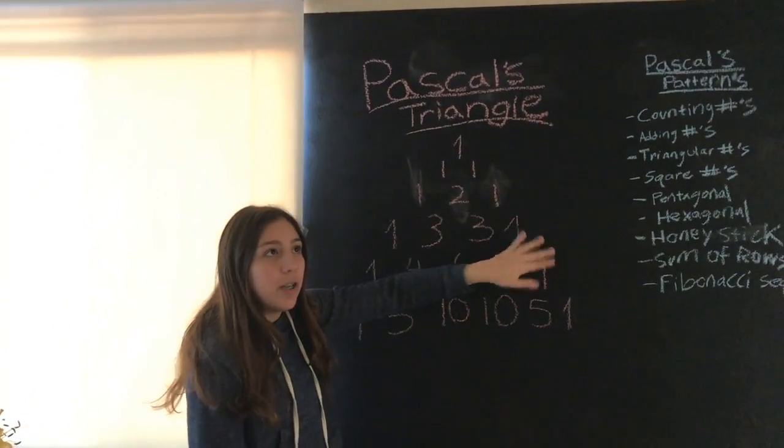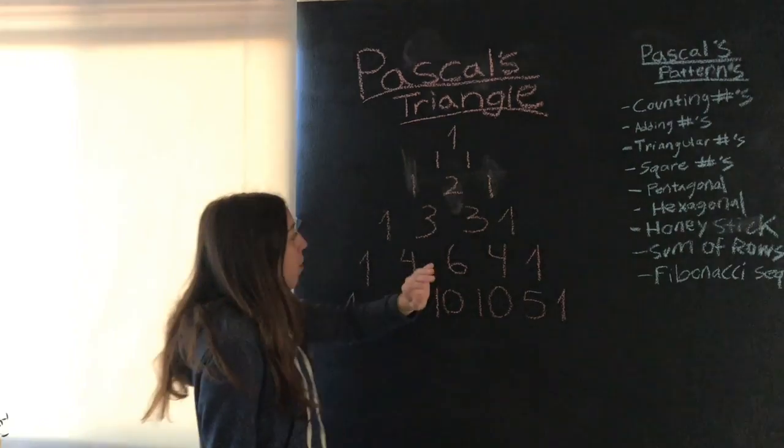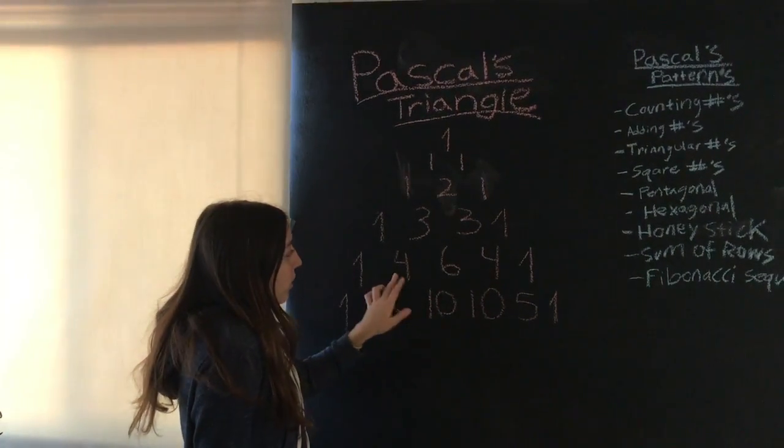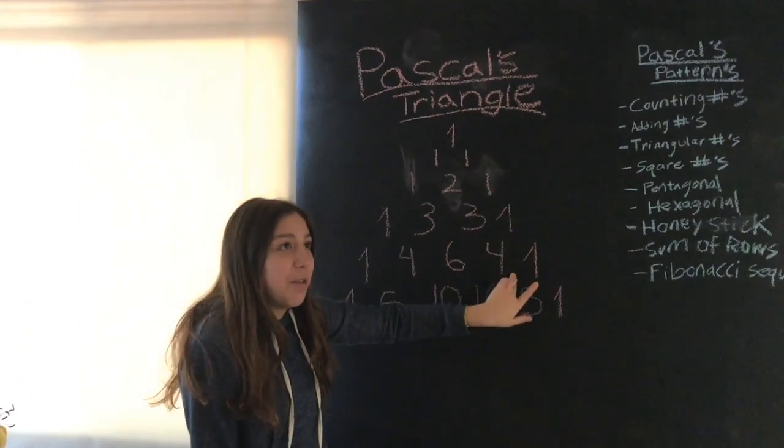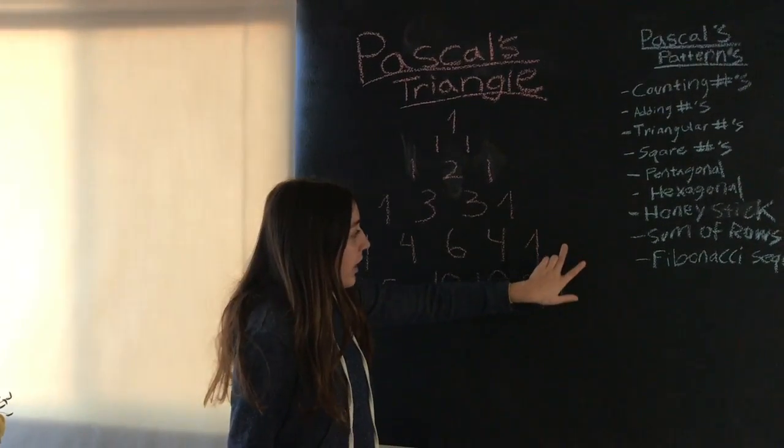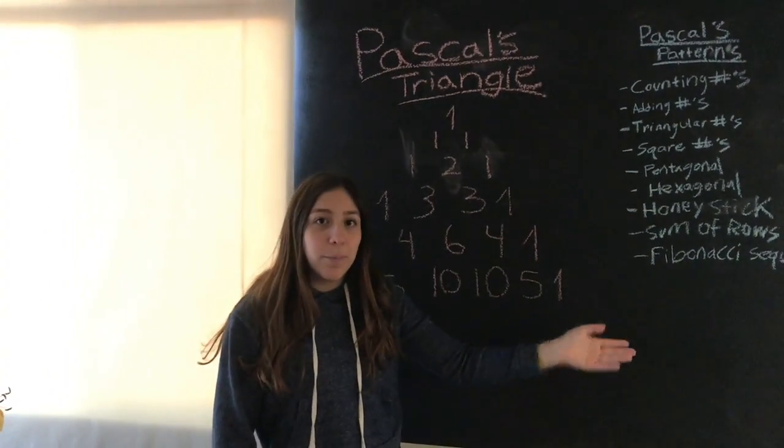So the exponents of 2 keep going up. So you have 1 plus 4 plus 6 plus 4 plus 1 would equal 16. And 16 is 2 to the power of 4.